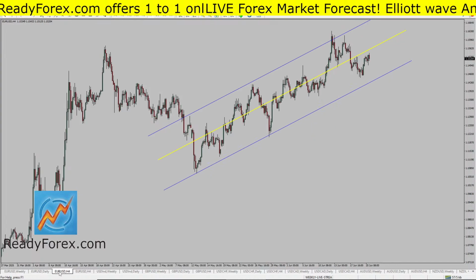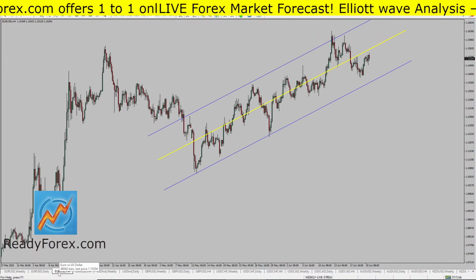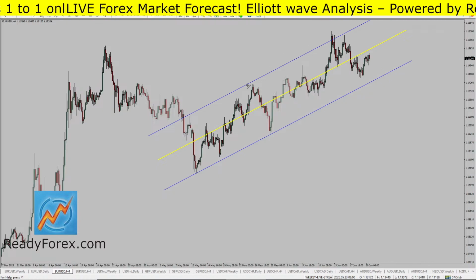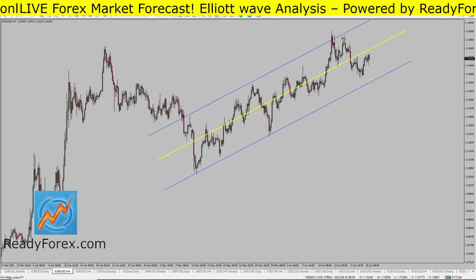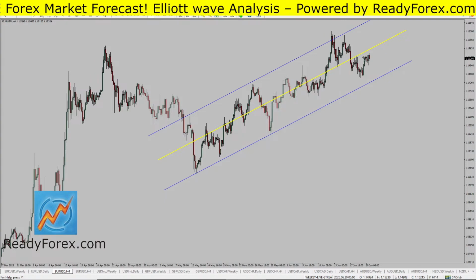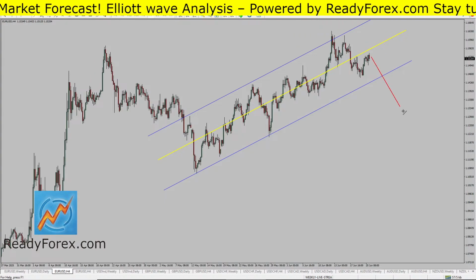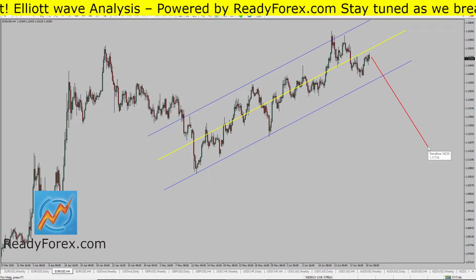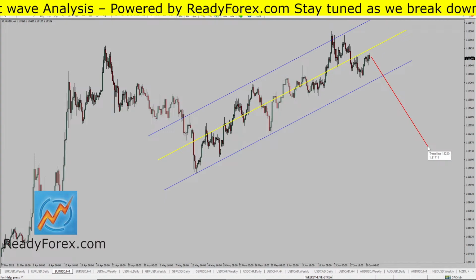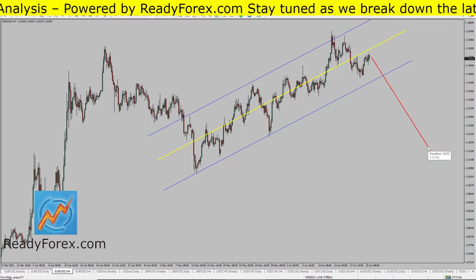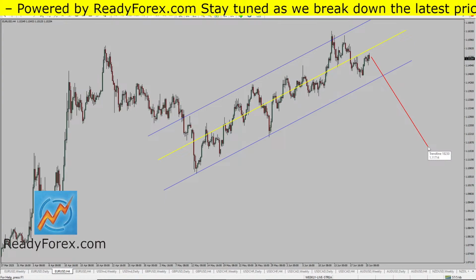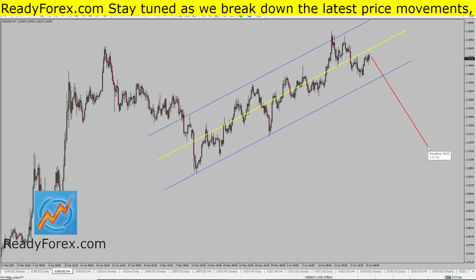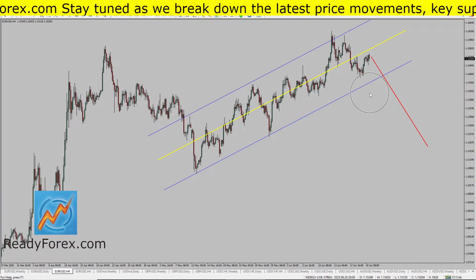Let us take a look at the 4-hour time frame. Inside the 4-hour time frame, I see a channel and a trend line that was broken. So the chances are high that the euro dollar is going to decline, and it might go down in price and below this low trend line.